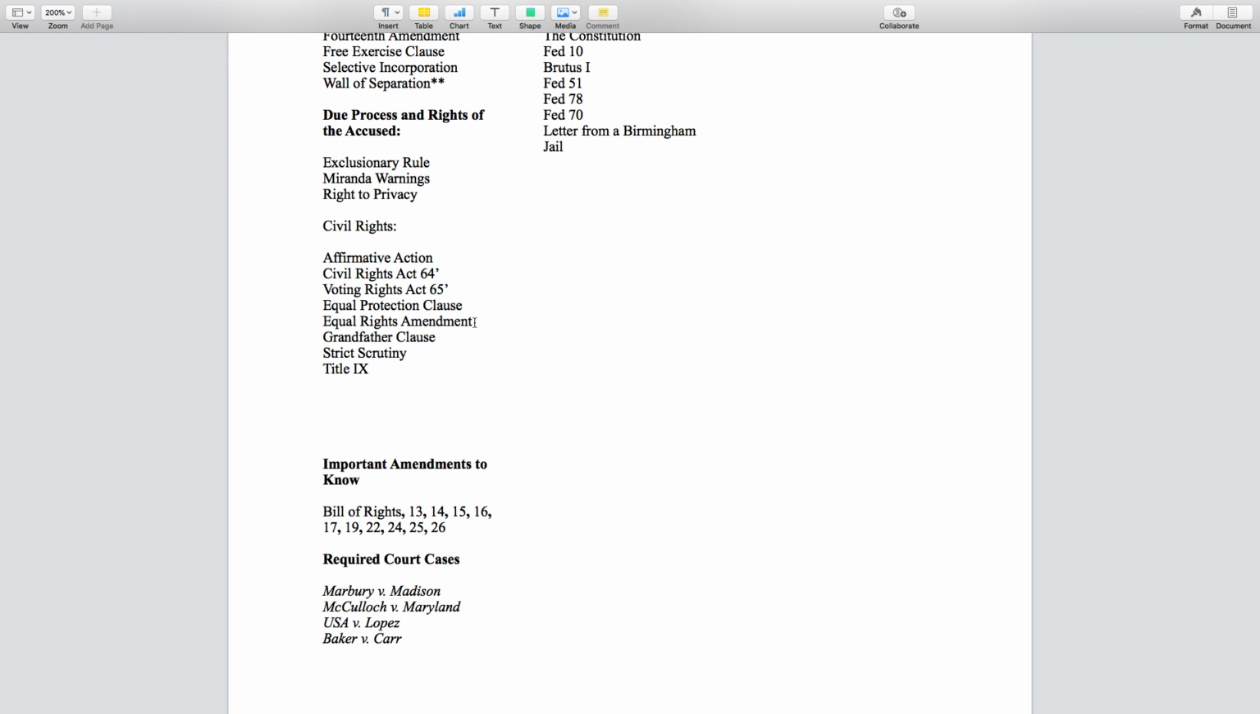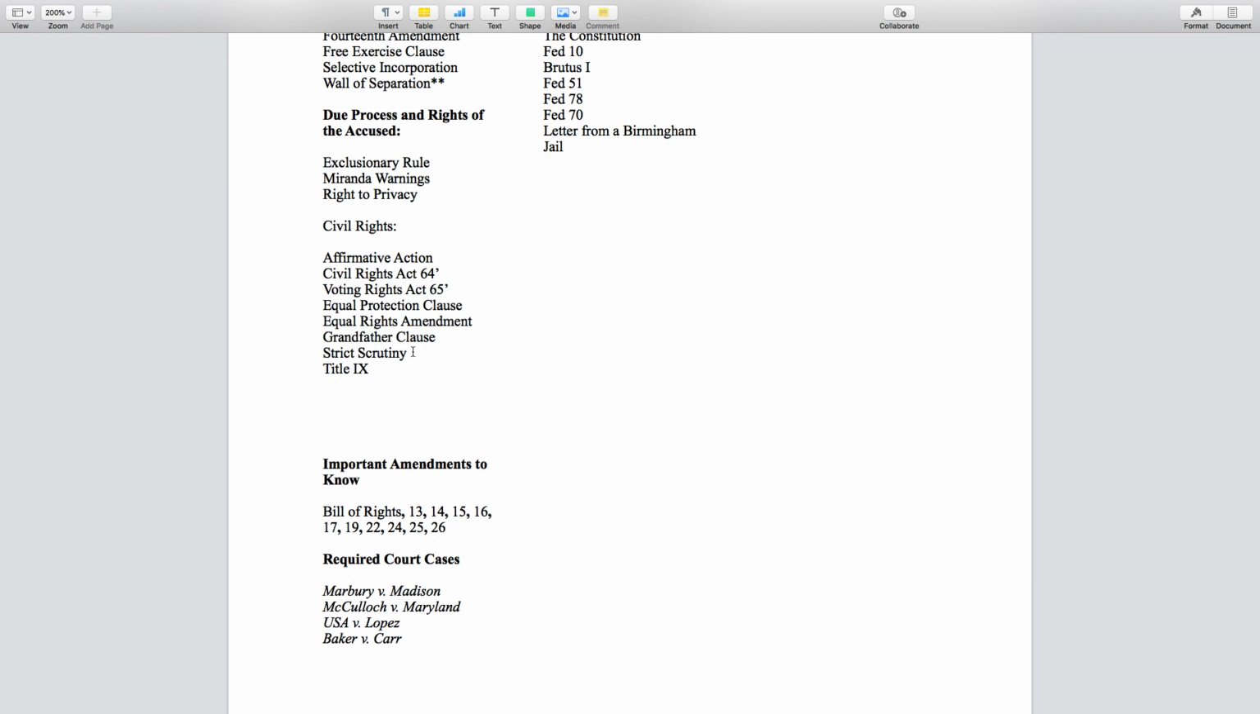Okay. Grandfather clause. This was just a way of getting around those literacy tests and poll taxes that existed in the Jim Crow South. This was to enable poor illiterate whites to be able to vote, but still prevent the African American vote through those literacy tests and poll taxes.